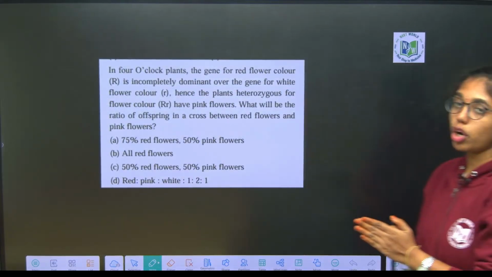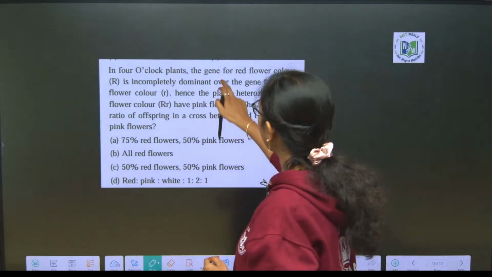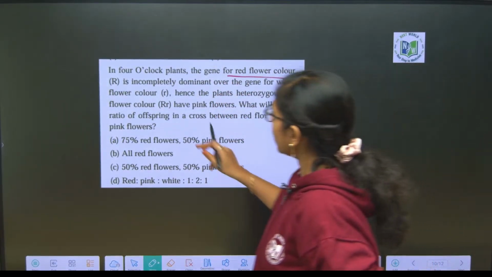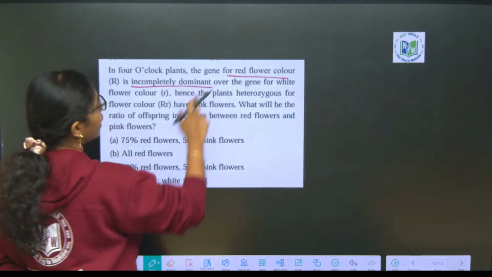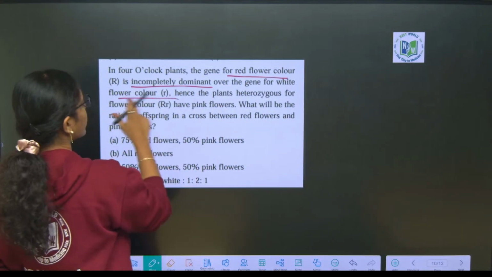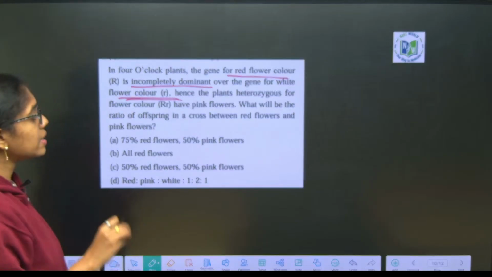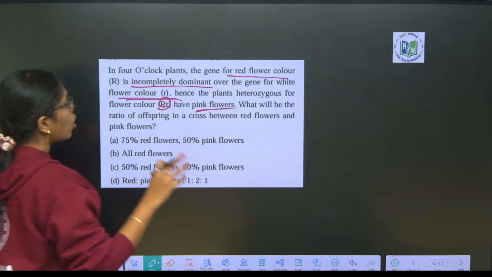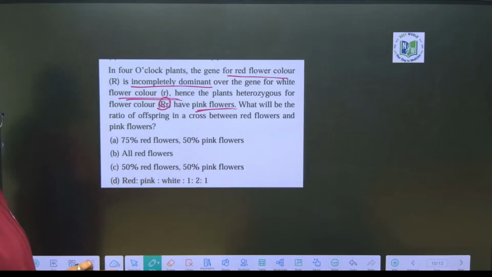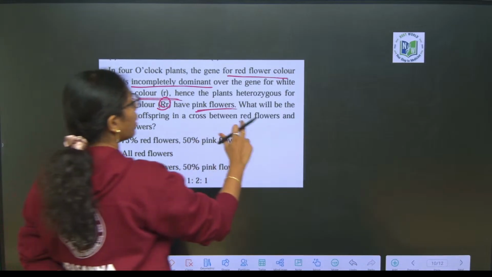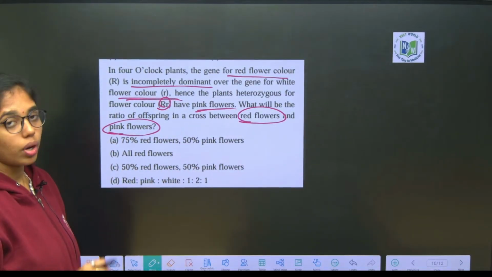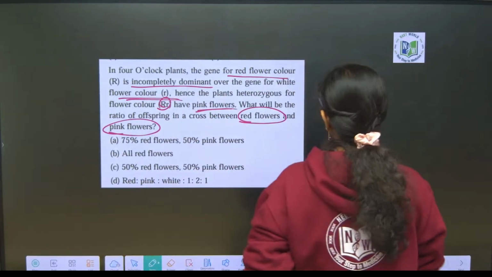Next, in 4 o'clock plant, the gene for red flower color is incompletely dominant over the gene for white flower color, that is small r. Hence, the plant with heterozygous flowers will give you what? Pink flowers. What will be the ratio of offsprings in a cross between red flowers and pink flowers? What will be the ratio? The cross between red flowers and pink flowers.